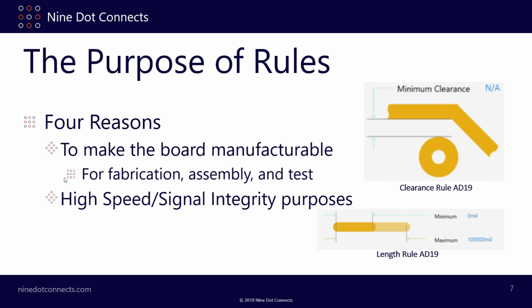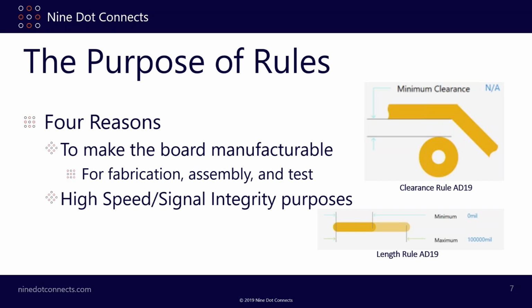To make the board manufacturable, the best example is our clearance rule. If we don't adhere to the clearance rules, then they may not be able to manufacture the board. The other reason is high-speed and signal integrity purposes. I clump these together, though they really are somewhat separate.